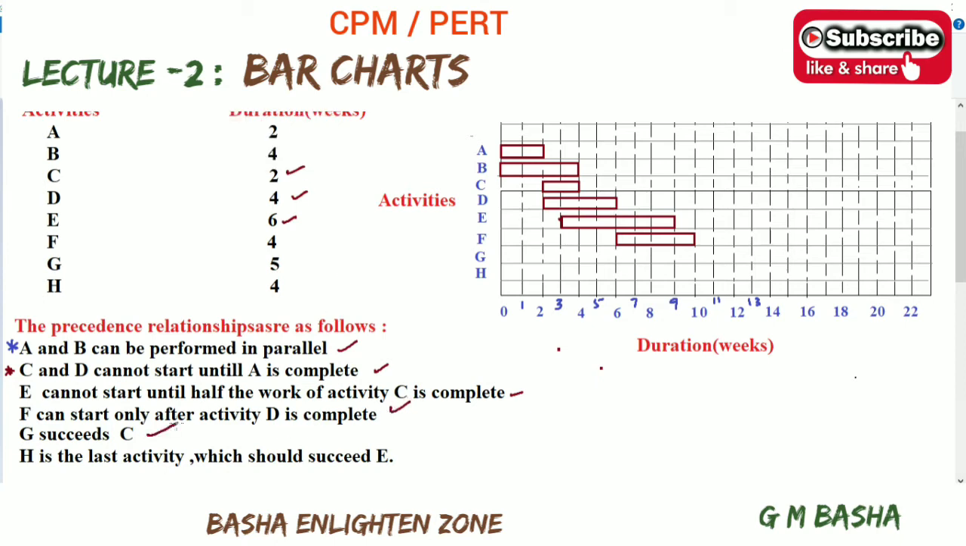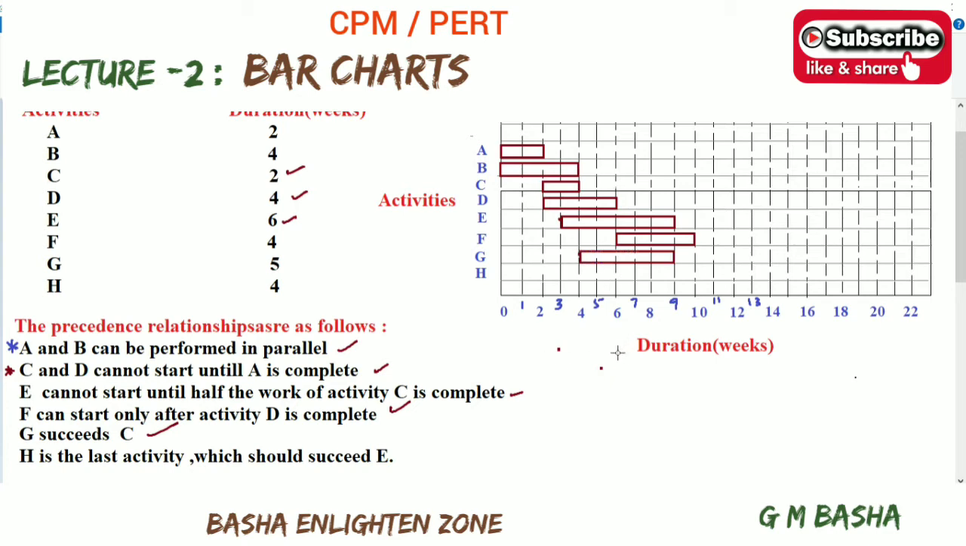G succeeds C. So activity G will follow C. C will be completed by the 4th week, but G follows C, and the duration of G will be 5 weeks. So 4, 5, 6, 7, 8, 9.